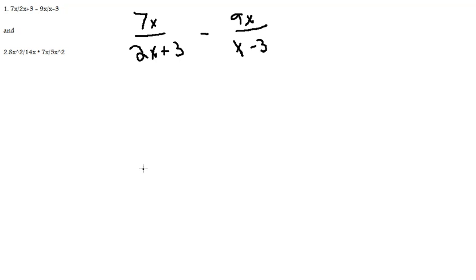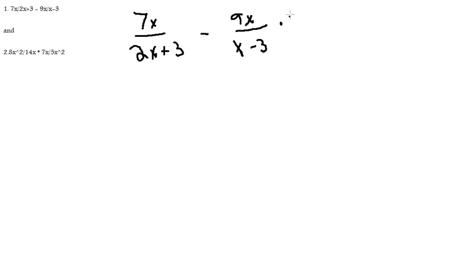Okay, the first thing I would do for these examples, since you're adding, is find your least common denominator. Think of it as playing a little game. You want the same thing on both sides for your least common denominator. Over here you have 2x plus 3 in the denominator. Over here you have x minus 3.